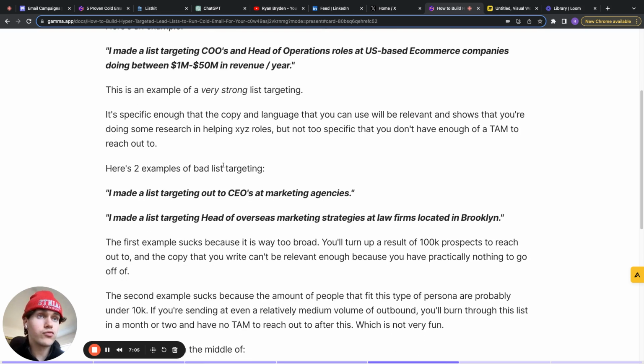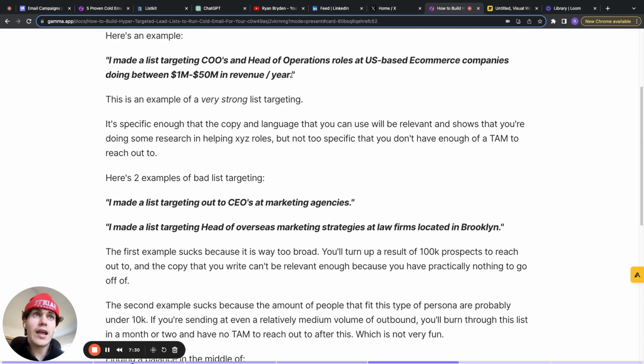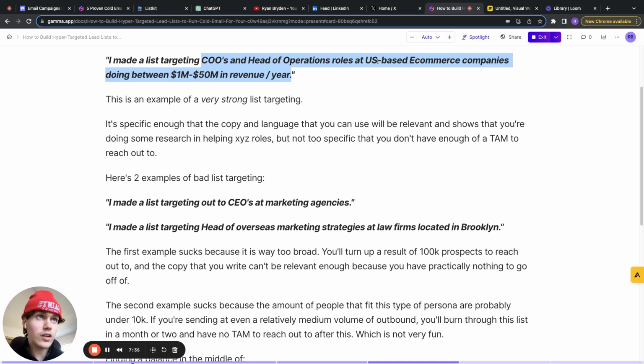Here's two examples of really bad targeting. I made a list targeting CEOs at marketing agencies. Great. That's going to be an absolutely massive list. And that's also so generic that you're not really going to have any leverage in the angles and the copy that you use, because what are you going to say to that person that is relevant to their role in their company? Think of all the ideas that I can come up with when I'm writing specifically to chief operating officers and head of operations at US based ecom companies. Like, there's so many things that you can play on and touch on that you can't do with something generic like this.